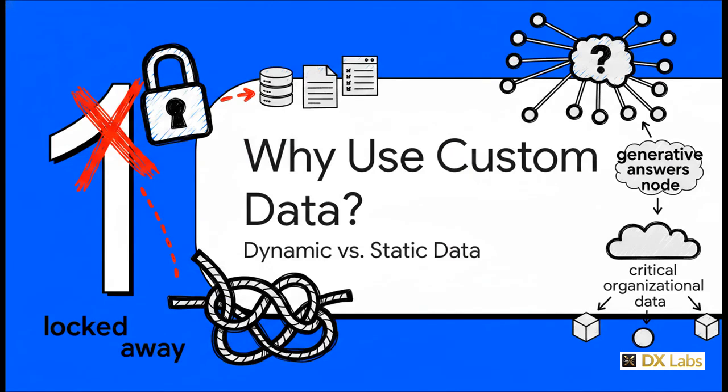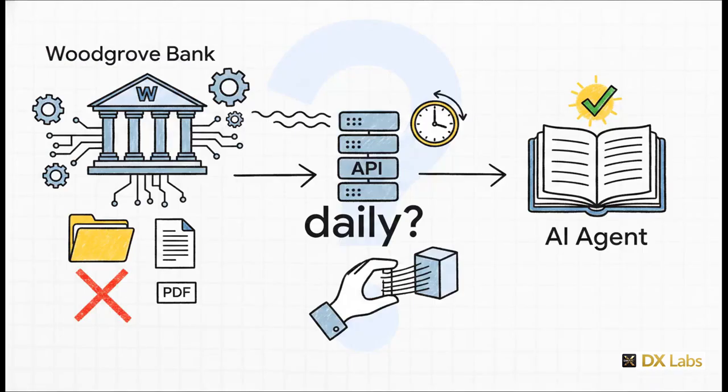Let's talk about what happens when your organization's critical data is locked away where standard connectors just can't reach it. Think about it. What if your rules change daily? At Woodgrove Bank, the compliance team keeps their regulatory requirements in a proprietary API that updates constantly. If you're just relying on static SharePoint files or uploaded PDFs, well, your AI agent is going to give outdated, non-compliant answers. For your exam, the key takeaway is this. You've got to retrieve the data yourself and reshape it so the AI grounds its responses in the absolute latest info.